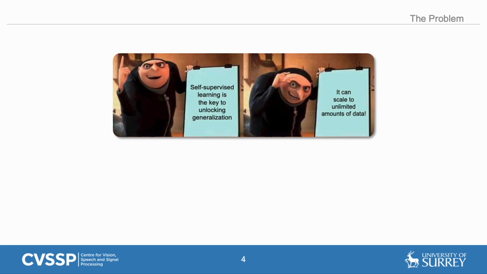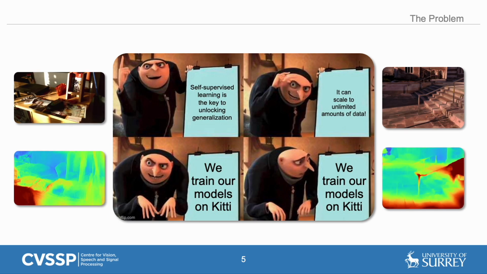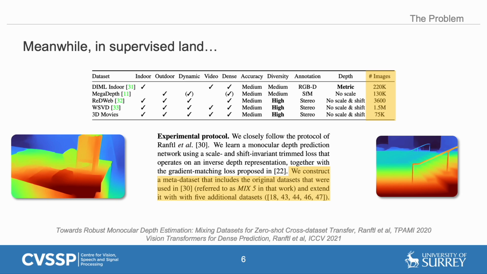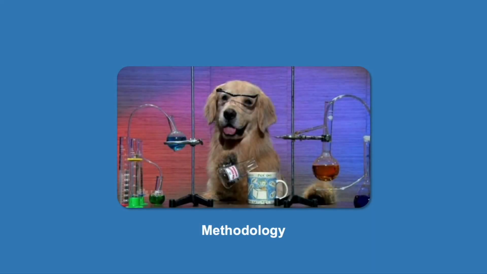Self-supervised learning should be capable of scaling to much larger quantities of data, since no expensive ground truth is required. In practice, however, existing self-supervised approaches rely exclusively on automotive data such as Kitty. This limits generalization capabilities and results in poor performance in real-world scenes. Meanwhile, ironically, some supervised approaches train with much larger dataset collections. Unfortunately, many of these provide isolated image and depth pairs which are unsuitable for self-supervision. How can we address these limitations?